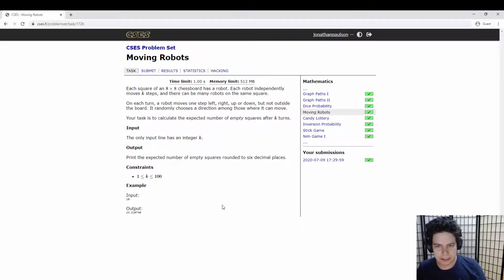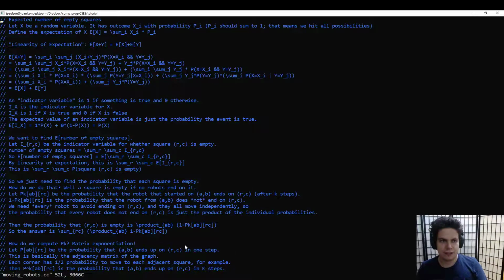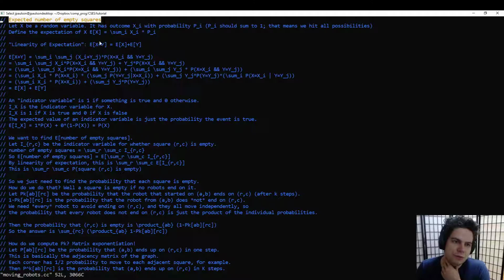So yeah, how do we do this? It's complicated, as I mentioned. Here's my write-up of the solution. So first I need to tell you about some probability concepts that we need to solve this problem. Right, so we want the expected number of empty squares.